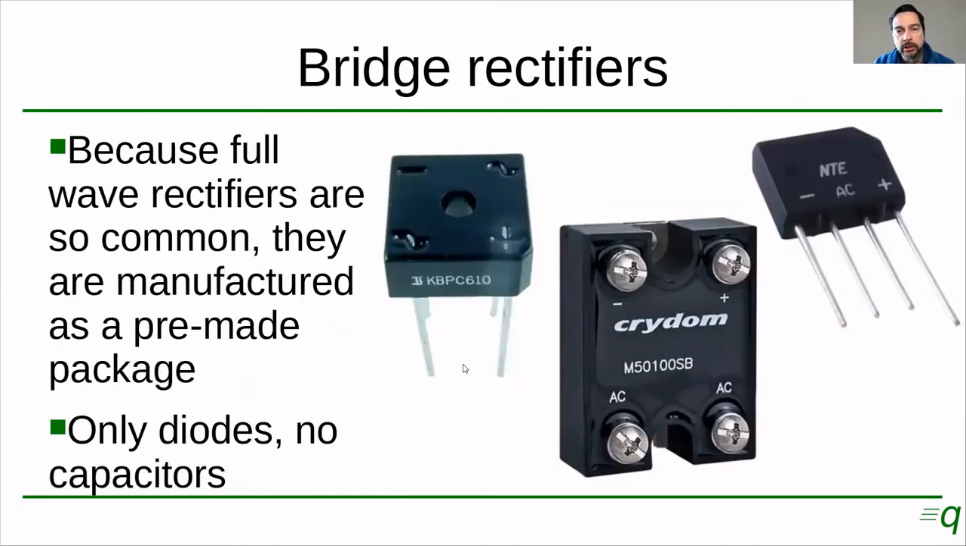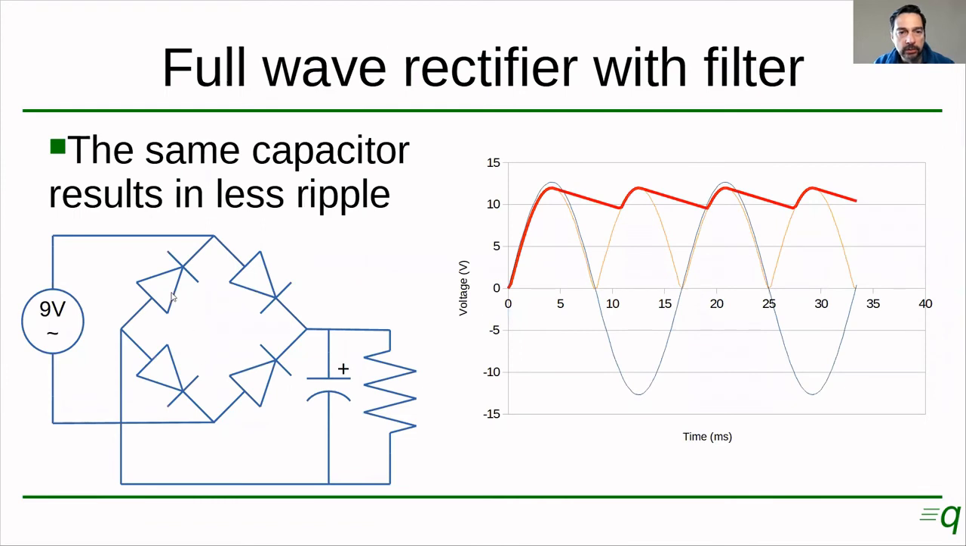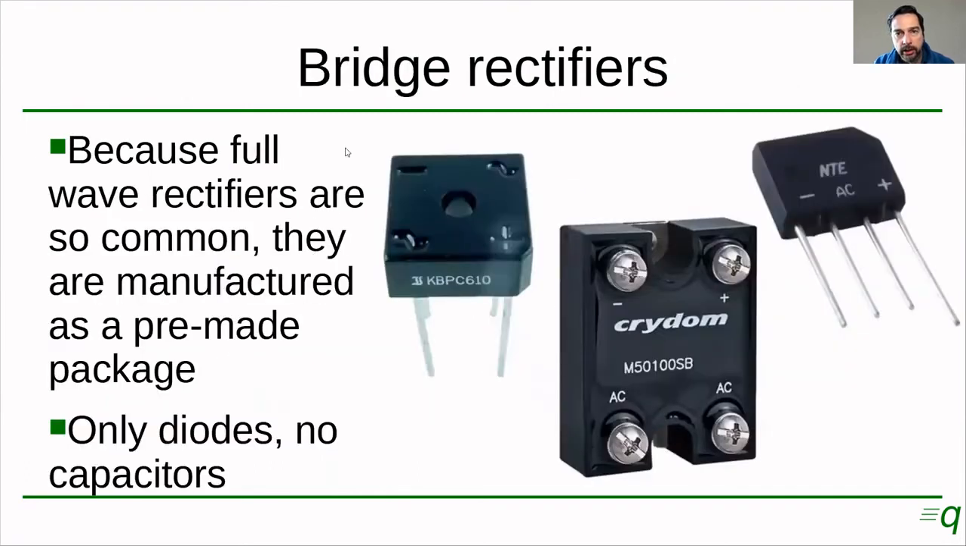That configuration is called a bridge, right? Whenever you have 4 devices of the same kind connected like this, with 2 inputs on the top and the bottom and the 2 outputs on the left and right side, we call that a bridge. So a bridge of diodes is a full wave rectifier. They are also called bridge rectifiers.